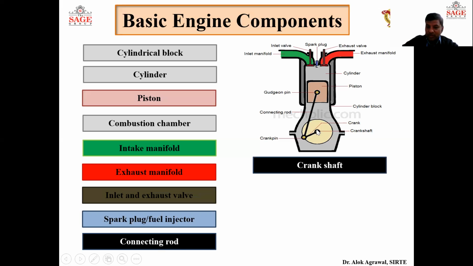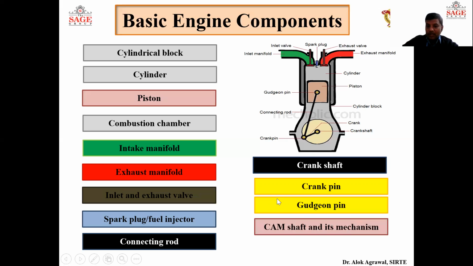Next is the crankshaft. The crankshaft is this rotating component, and with the connecting rod, we are able to convert reciprocating motion into rotary motion. The component which gets rotated is called the crankshaft. Next is the crank pin. The pin that connects the connecting rod and crankshaft is called the crank pin. The pin which connects the connecting rod to the piston is called the gudgeon pin.